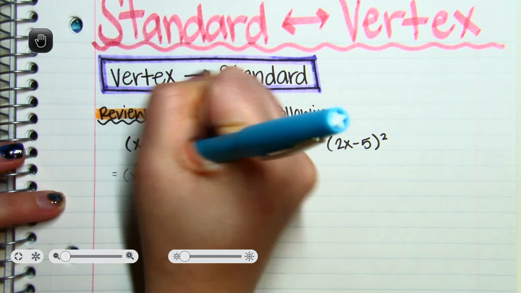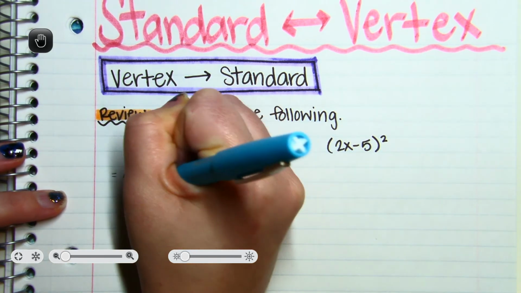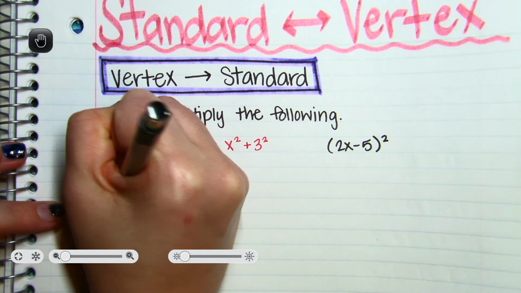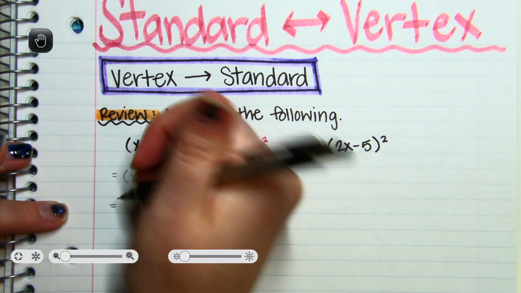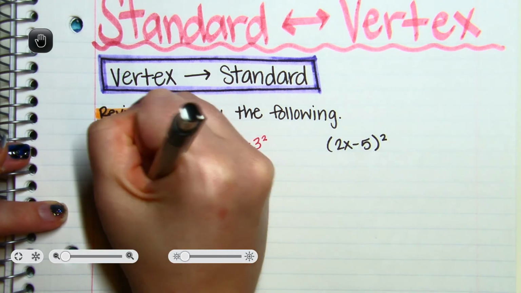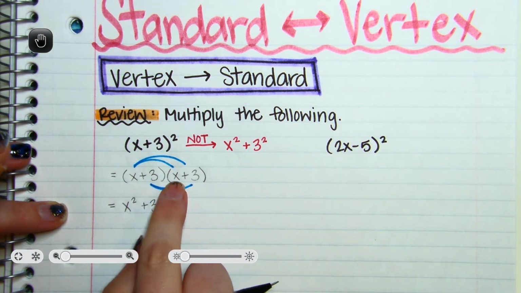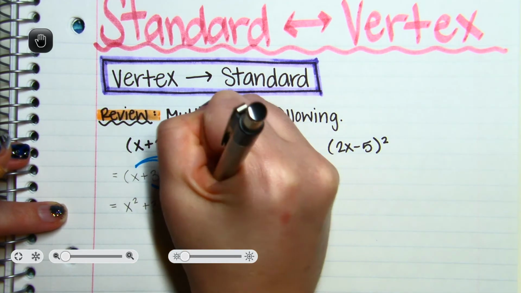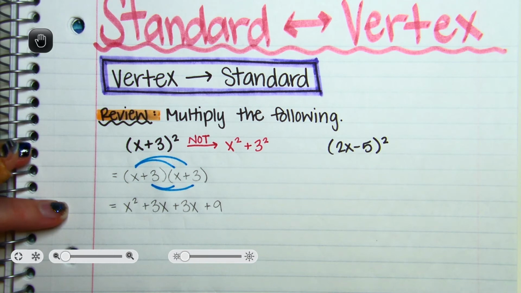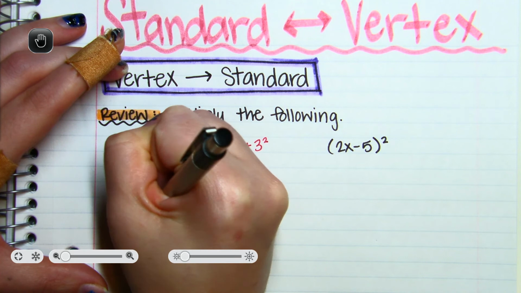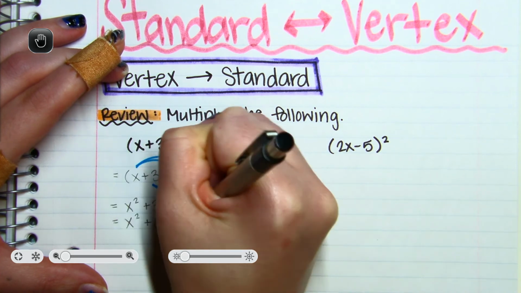So let's review from last time. First, outer, inner, last, which is just a fancy way of saying we're distributing. Or it's just the fun little acronym for distributing. So first, x times x is x squared. Outer, x times 3 is 3x. Inner, 3 times x is 3x. And last, 3 times 3 is 9. And then I have a couple of like terms that I can combine. So my answer is x squared plus 6x plus 9.